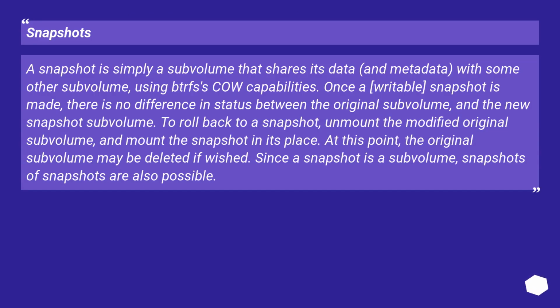Snapshots. A snapshot is simply a subvolume that shares its data and metadata with some other subvolume, using BTRFS's COW capabilities. Once a writable snapshot is made, there is no difference in status between the original subvolume and the new snapshot subvolume. To roll back to a snapshot, unmount the modified original subvolume and mount the snapshot in its place. At this point, the original subvolume may be deleted if wished. Since a snapshot is a subvolume, snapshots of snapshots are also possible.